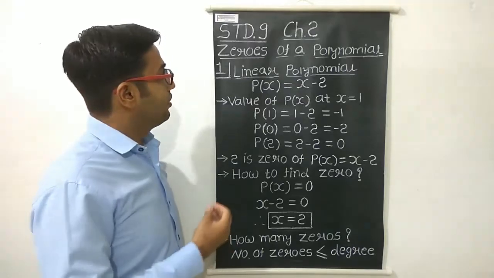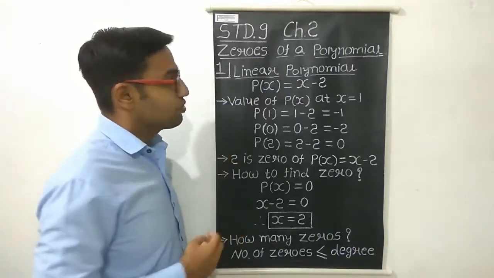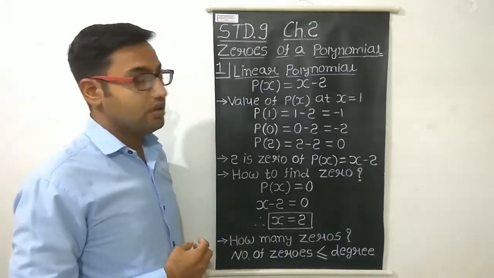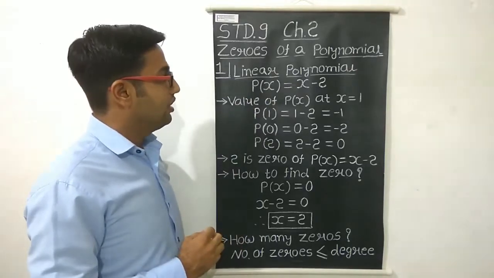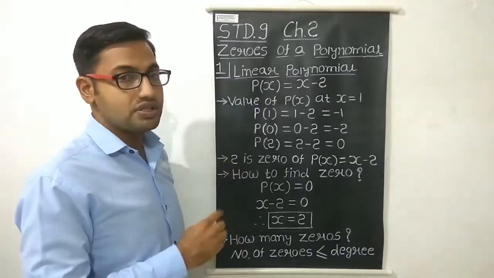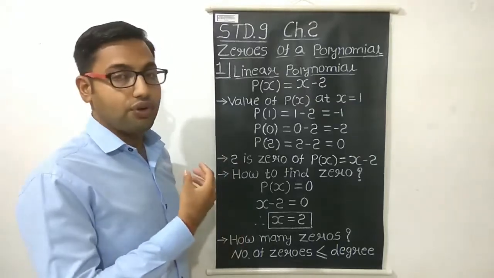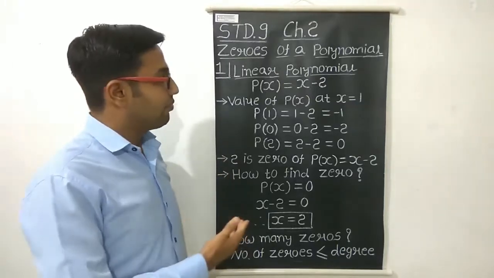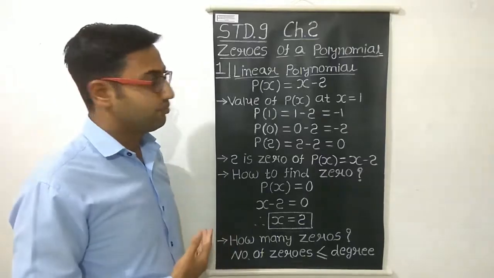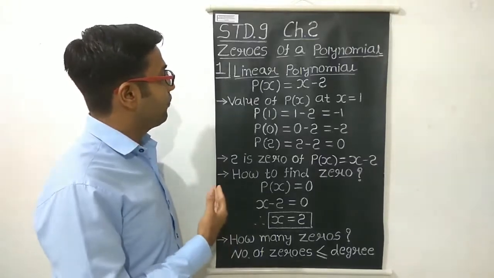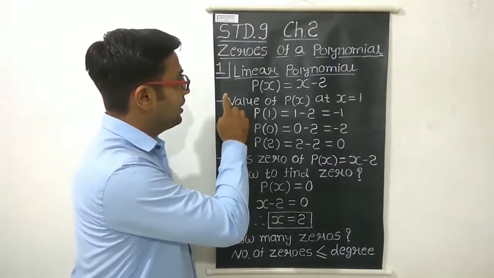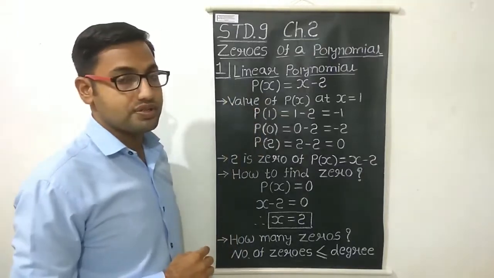So, to find the zeros of a polynomial, we will study here about the linear polynomials and quadratic polynomials. To find the zero of cubic polynomial, that portion we will study later. So, first of all, we will study about the linear polynomials.